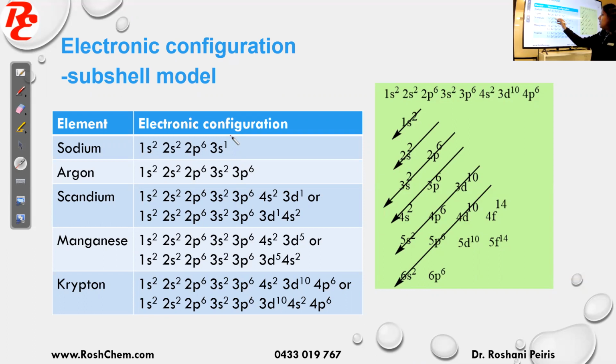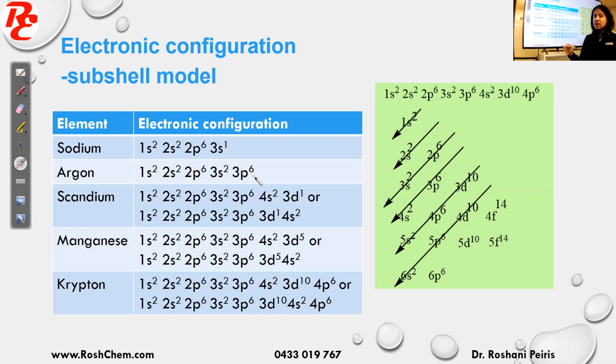Okay, if you take argon, argon is 18. So how do we write 18? 1s2, 2s2, 2p6, 3s2. Up to 2p6 is 10, then 3s2 will make it 12, and then 3p6. If you have another 6 electrons, it will be 18. So argon's configuration is 1s2, 2s2, 2p6, 3s2, 3p6.